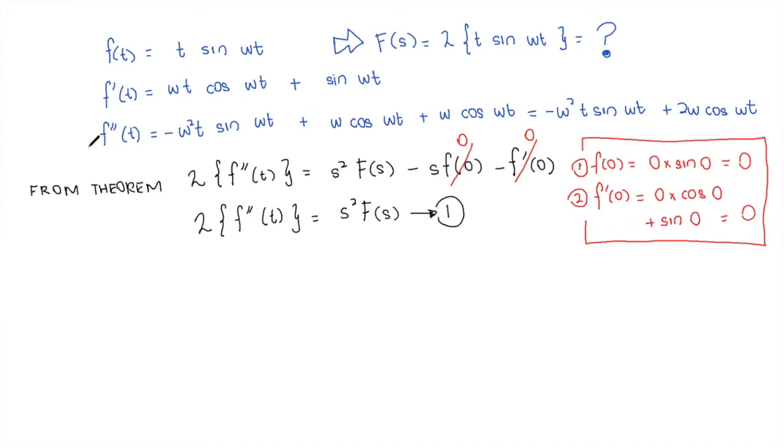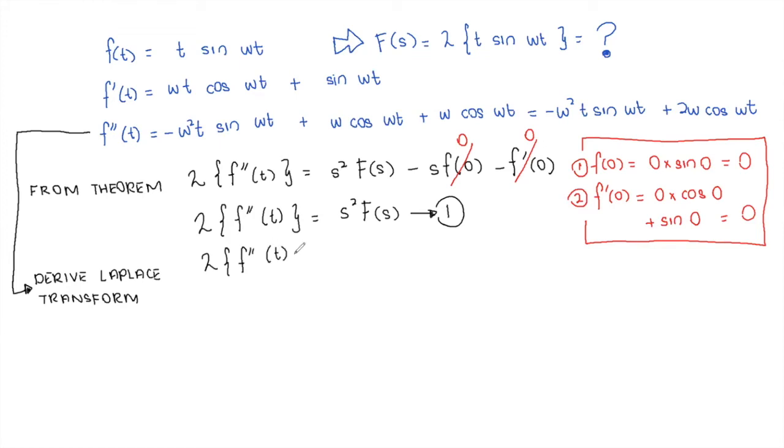At the same time, have a look at this function which we have derived earlier on. From here, we can try to get the Laplace transform of this second order derivative as the Laplace transform of each individual component. Here, the Laplace transform is equivalent to negative omega squared multiplied with F(s) plus 2 omega multiplied with s over s squared plus omega squared, and the whole thing in brackets.